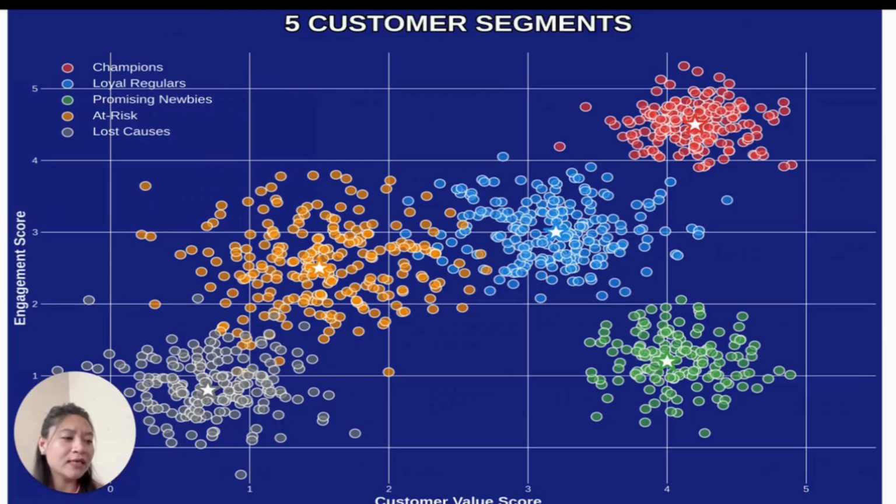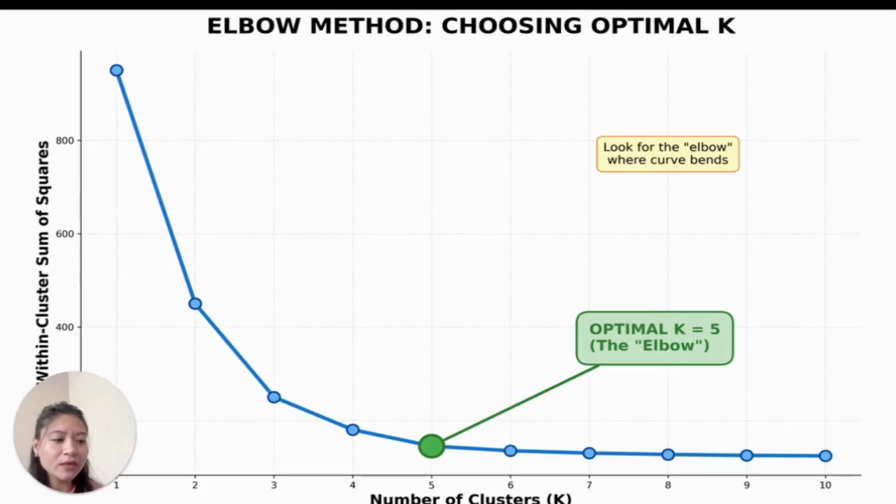Quick note on choosing K, the number of clusters. Too few and your segments are too broad, too many and they are not actionable. We use something called the elbow method. You run the algorithm with different values of K and plot the results. Where the curve bends, that's your sweet spot. For most businesses, 4 to 6 segments works perfectly. Now, let's segment real customers.